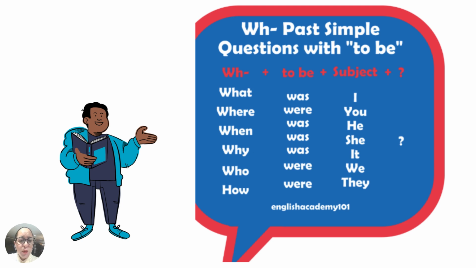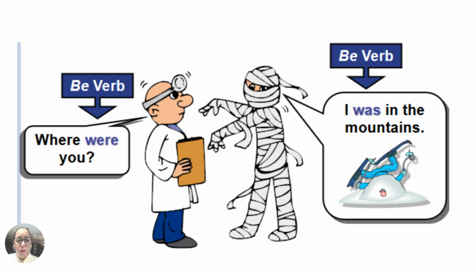For WH questions, first place the WH word. Some WH words are what, where, who, which, how, why, etc. Then was or were and the subject pronoun. For example, I have here, where were you? I can't say, yes, I was, or no, I wasn't, because in the question you have the WH word where. So, where were you? I was in the mountains.